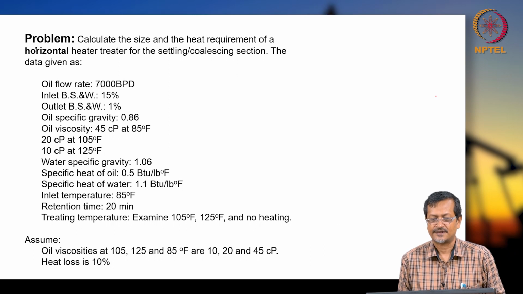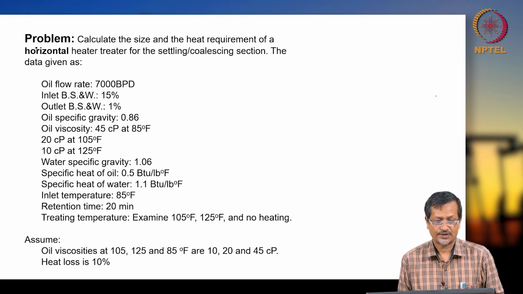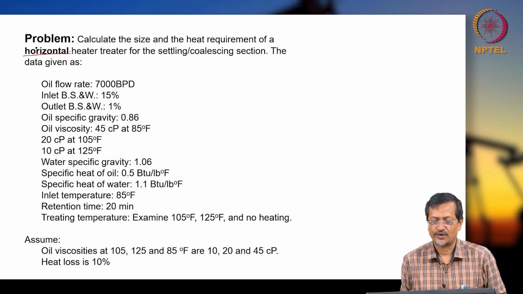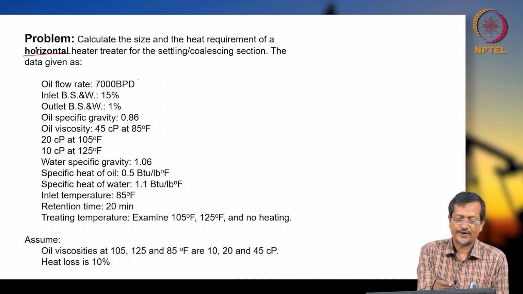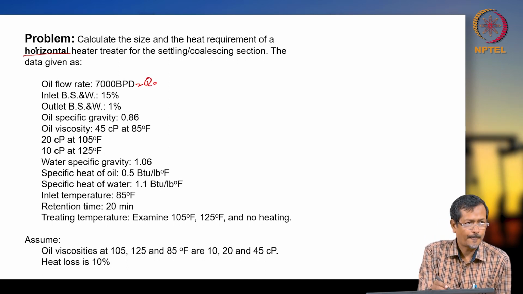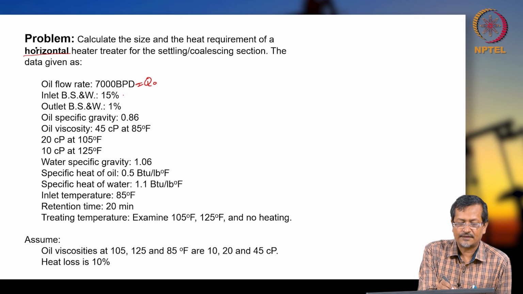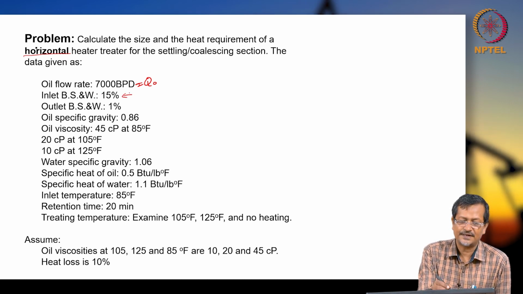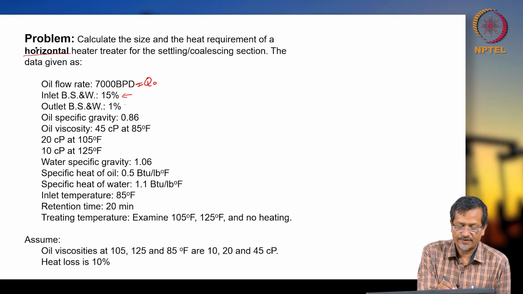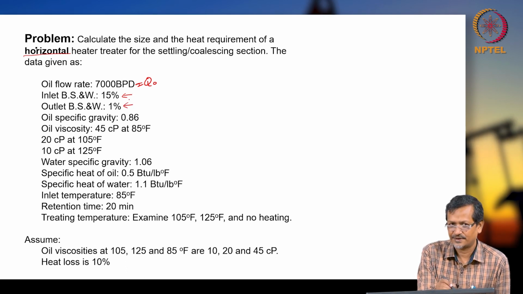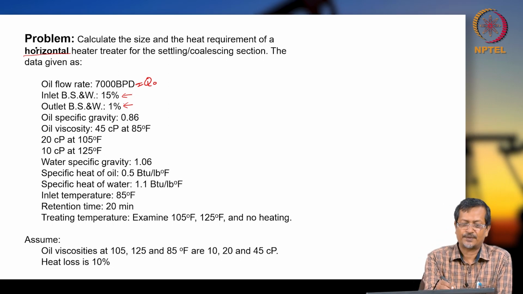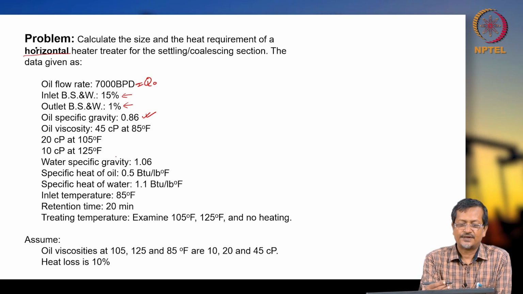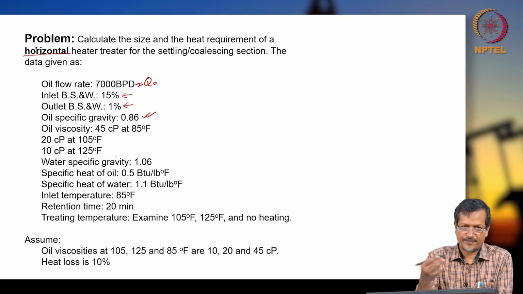Okay, just try to calculate something. Calculate the size and heat requirement of a horizontal heater for the settling or coalescing section. The data given: oil flow rate QO is given. Inlet BSW, water content basically, 15% is there. After separation in the electrostatic separator heater you are getting 1%. Oil specific gravity is given here, 0.86.